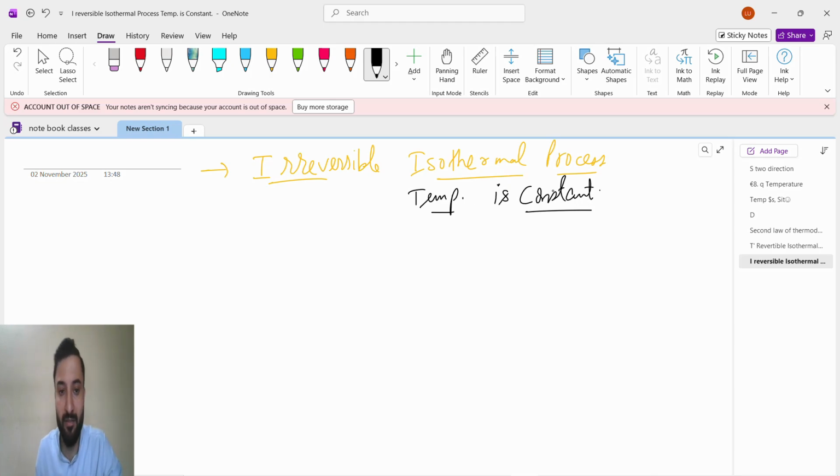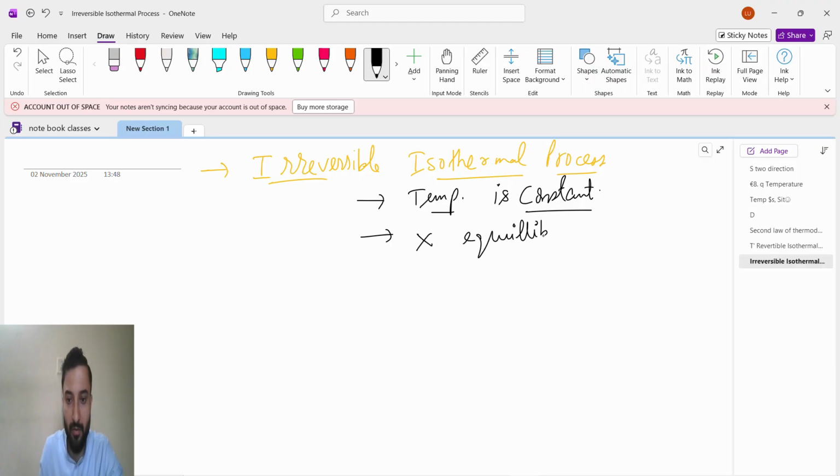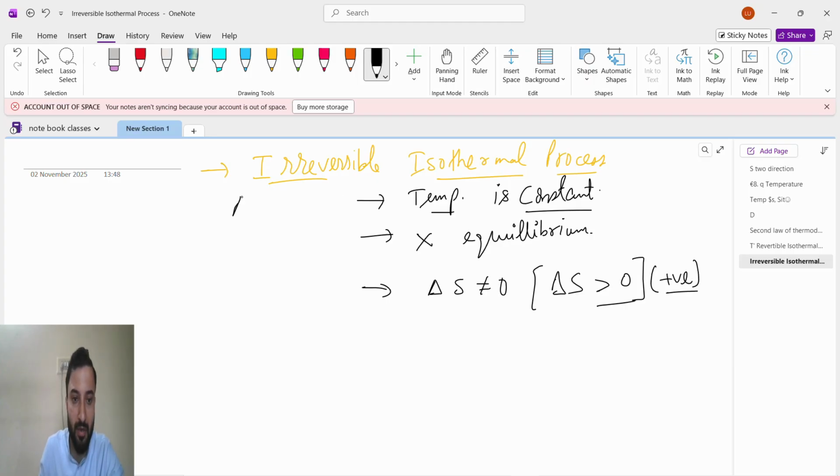If it is irreversible means not in equilibrium, or it will not satisfy the equilibrium condition. Okay, irreversible means delta S is not equal to 0. So what will happen then? Delta S should be greater than or equal to 0, means delta S is positive. And delta U, guys, see, delta U will be 0. Internal energy I am not going to change. So delta U will be 0.